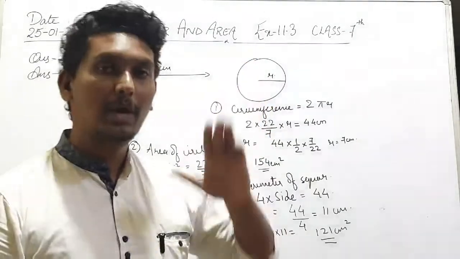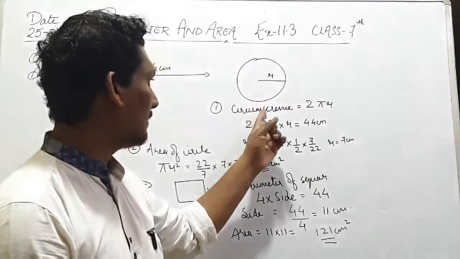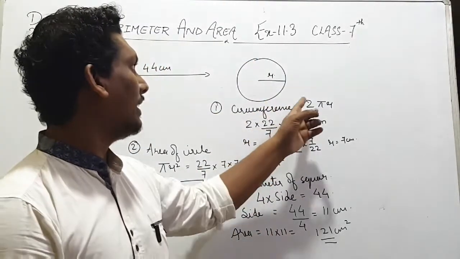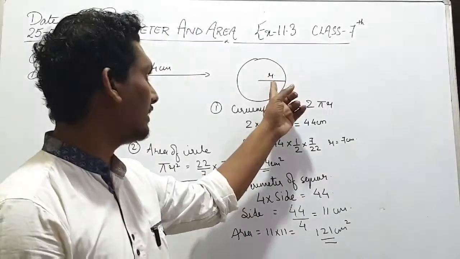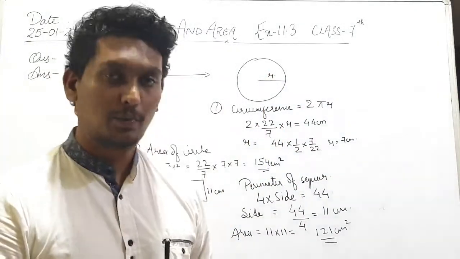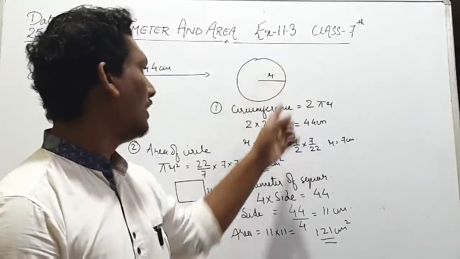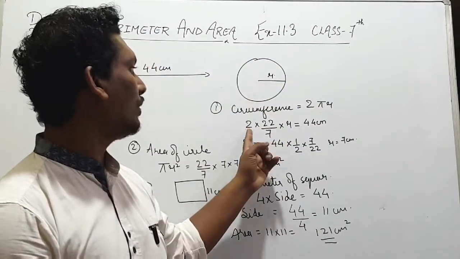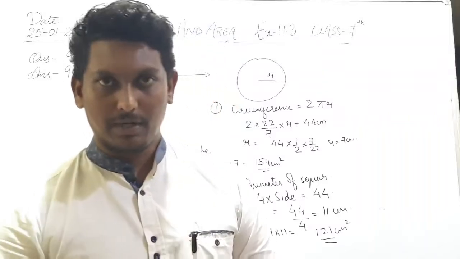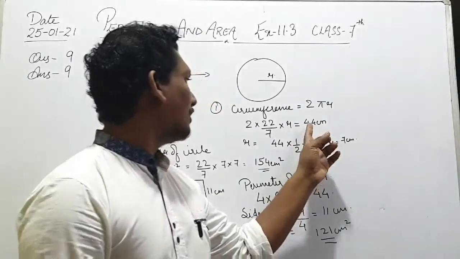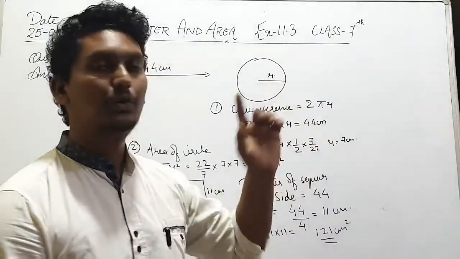So first we are going to find the circumference here. In the circumference, radius is not given here, right? So first we have to find the radius. For finding the radius, we want the circumference. So 2 into 22 by 7 into r. Here r is not given, that we have to find out. So the circumference is given how much?